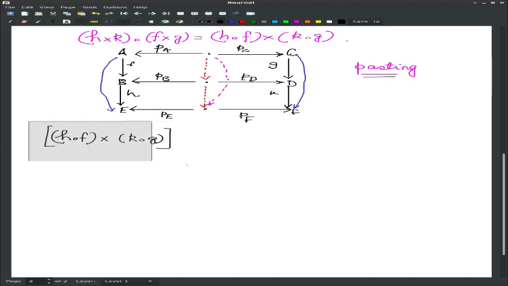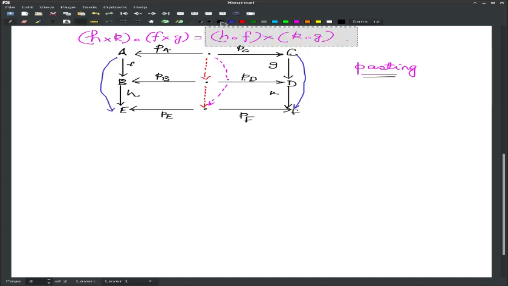No, sorry. I have to show this. So what I am doing is, this pink one is actually this. So let me put this in a separate color. Yes. So this pink one is this. So let's see. H composed K composed F cross G. So this is this. So let's see, P_E composed this.